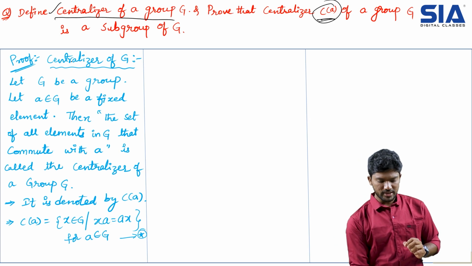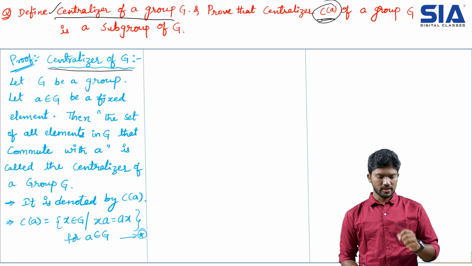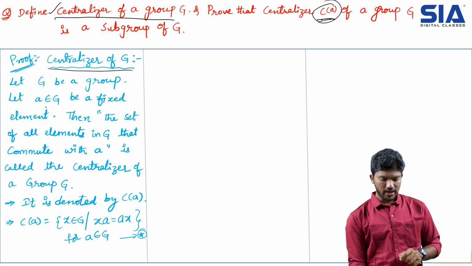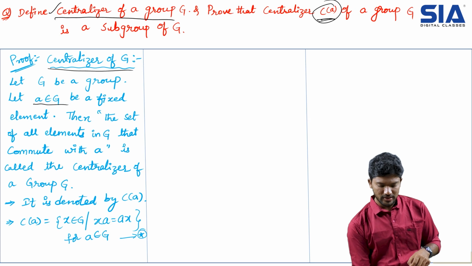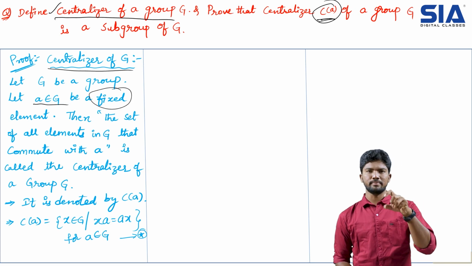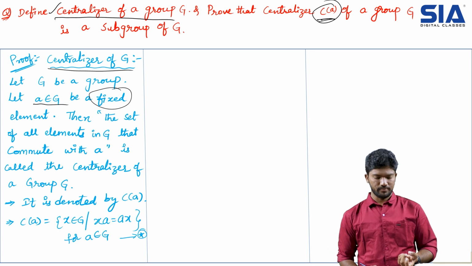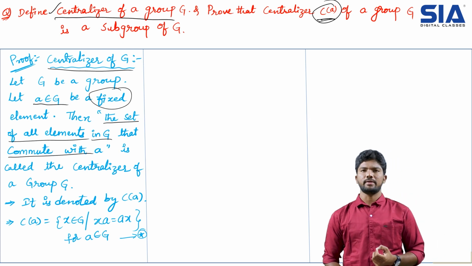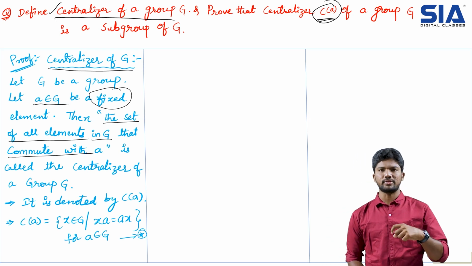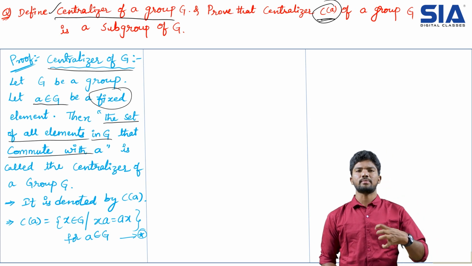So, definition: centralizer of a group capital G. Let capital G be a group and small a be an element in capital G. This element is a fixed element, that means that the element does not change if you apply any property. Then the set of all elements in capital G that commute with small a is called the centralizer of capital G.